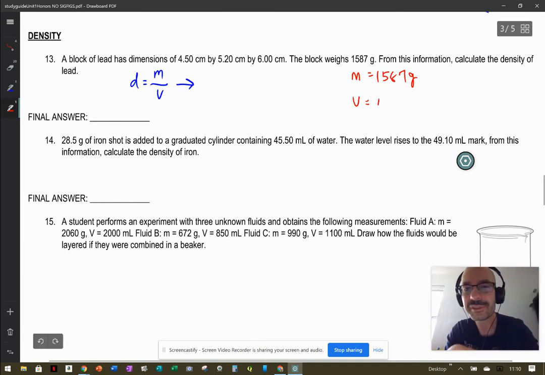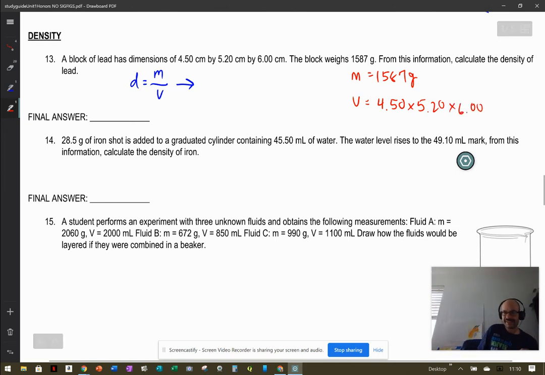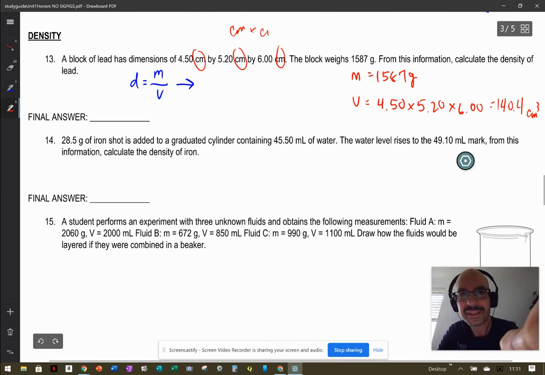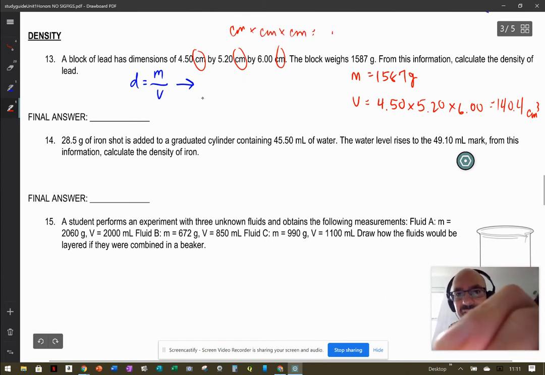The way we can find our volume is length times width times height. Just making up my own unit here. So I plug this into my handy dandy calculator. And I get 4.50 times 5.20 times 6.00, and I get 140.4. And that means that's our centimeter cubed. Look at that. We took centimeter times centimeter times centimeter. Well, if we take centimeter times centimeter times centimeter, that gives us centimeters cubed.